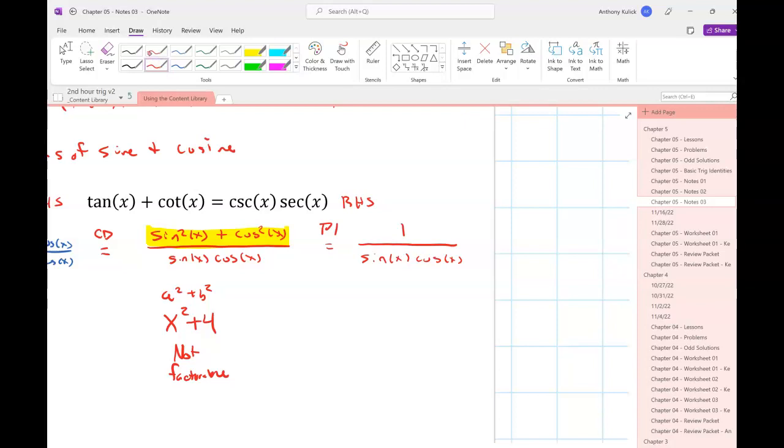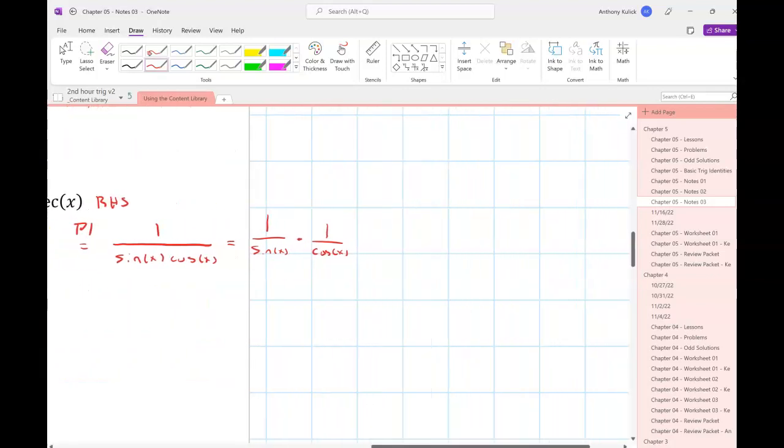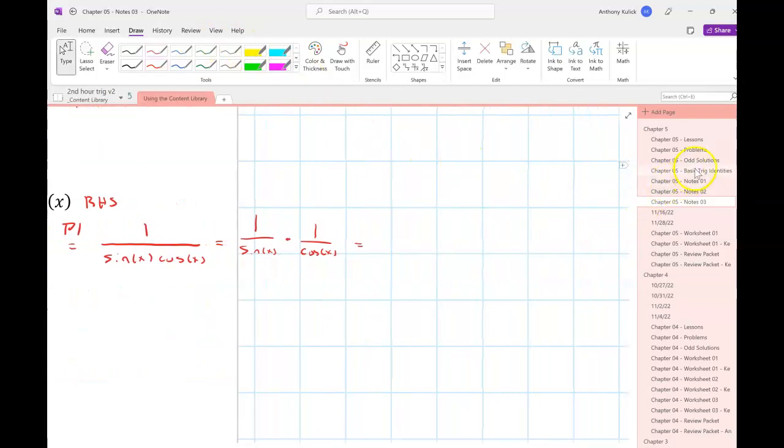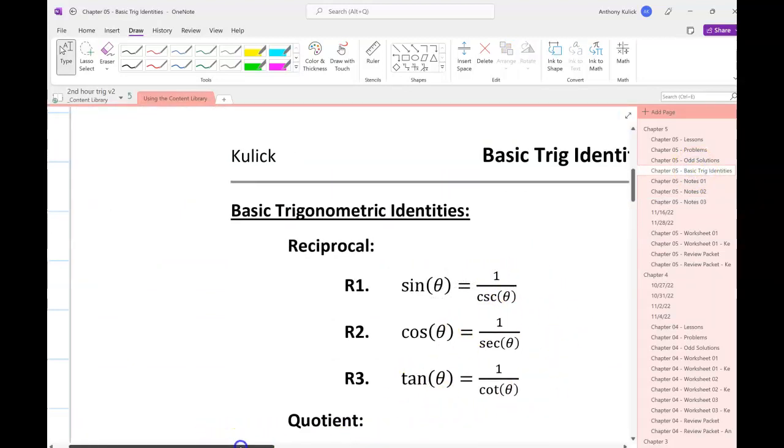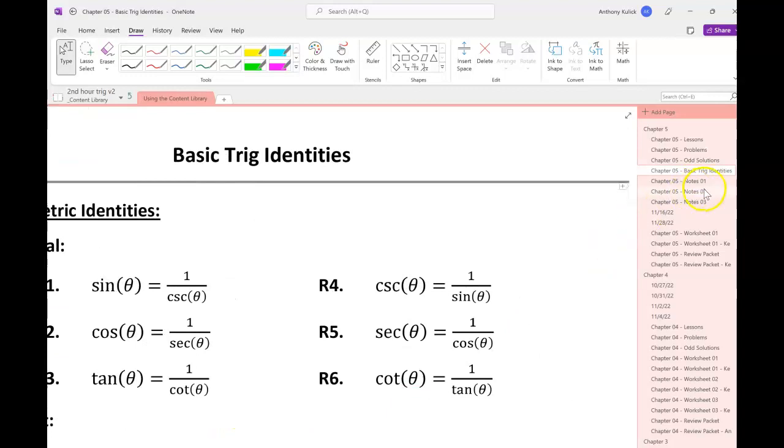And what do I have here? Well, 1 over sine times cosine is really just the same as this, right? If I'm just multiplying fractions, you multiply the tops together and the bottoms together. So 1 over sine times 1 over cosine must be 1 over sine times cosine. Everybody's okay? So then I can use my two reciprocal identities there. I always forget which one do I want here. Looks like R4 and R5.